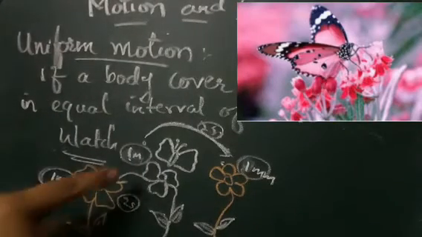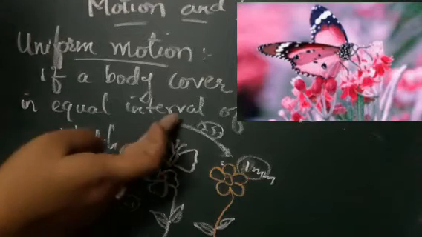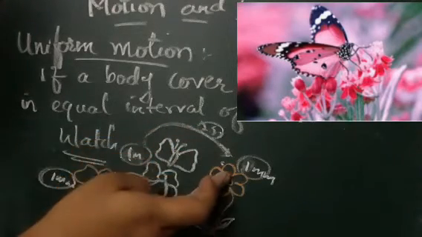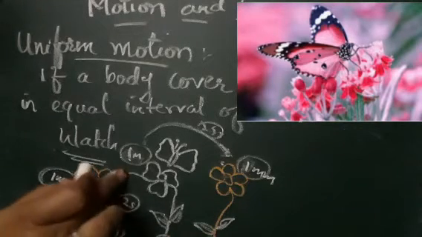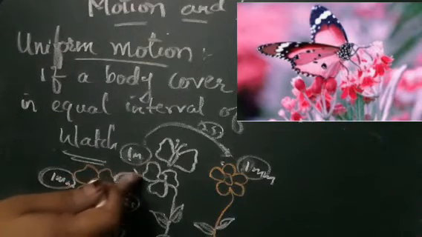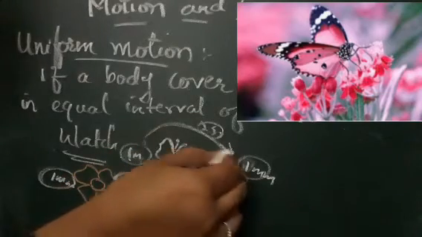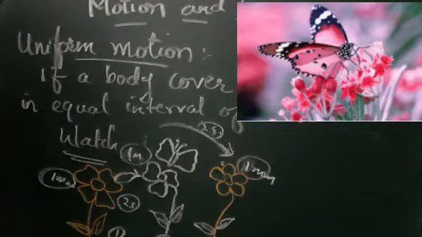Here you can see that the butterfly is in motion. It is moving from one flower to another, and the time taken to move from the first flower to the second and from the second flower to the third is equal. The distance it travels is also equal. So if an object moves equal distances in equal time, then it is called uniform motion.